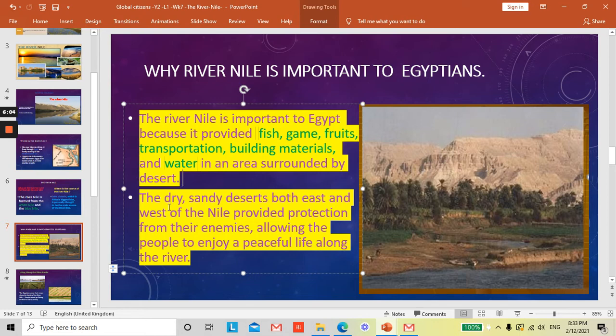Let's go ahead. The dry sandy desert both east and west of the Nile provides protection from their enemies, and allows the people to enjoy a peaceful life along the river.